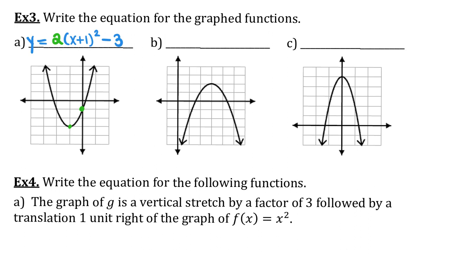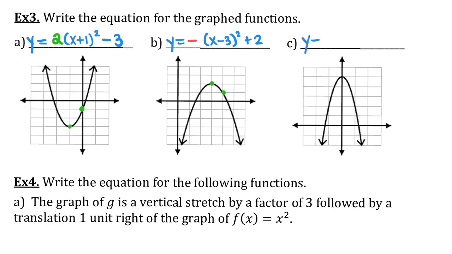Let's look at the next one. Okay, y equals. It's definitely opening down, so I know there's going to be a negative. Now what happened to the vertex? It went right 3, up 2. Is there a stretch? From the vertex to the next point, it's 1, 1. So there's no stretch, but it does open down, so I put the negative sign.